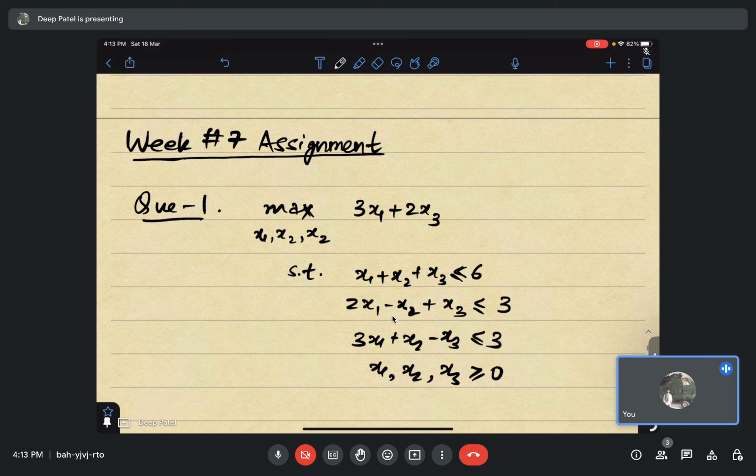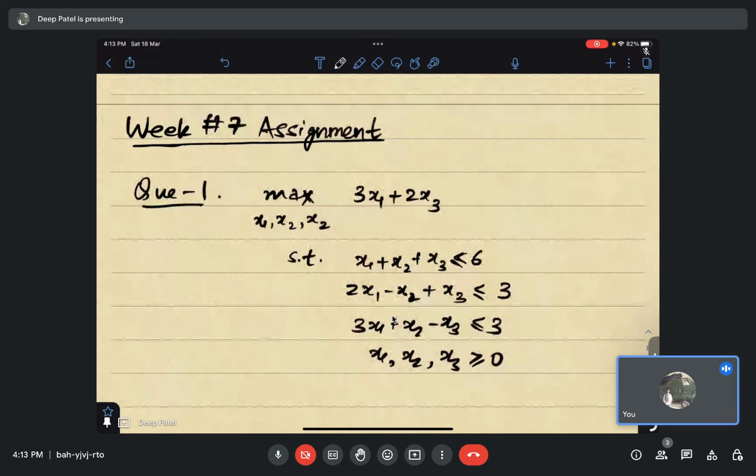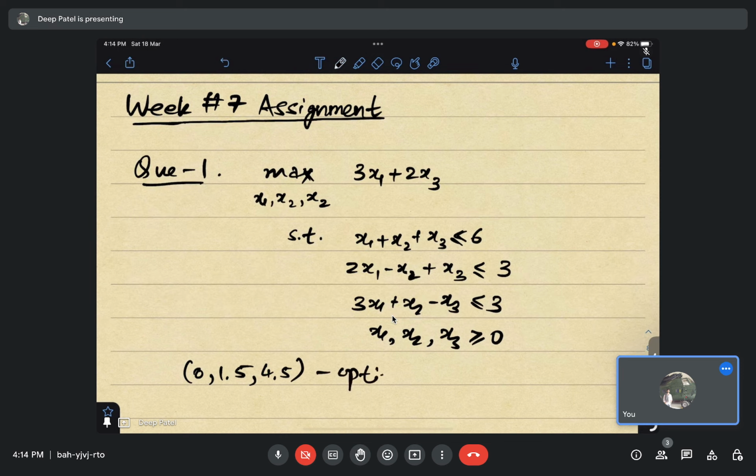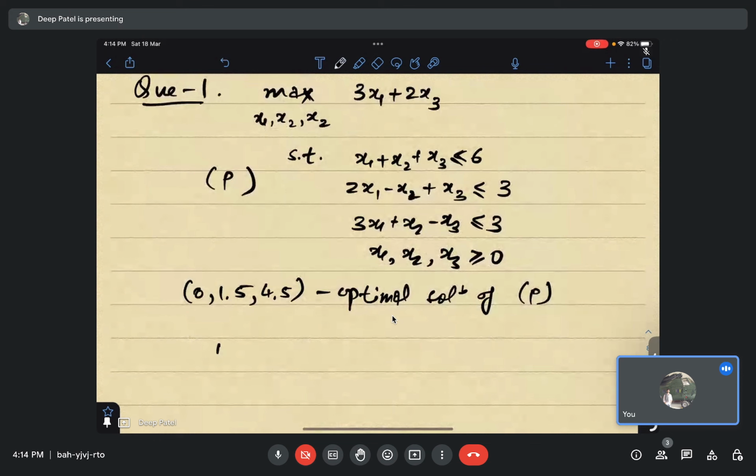So the question is that there is an LP. We have to maximize 3x1 plus 2x3 subject to these constraints, and what we are given is that (0, 1.5, 4.5) is the optimal solution of this primal. The dual is given by the following.